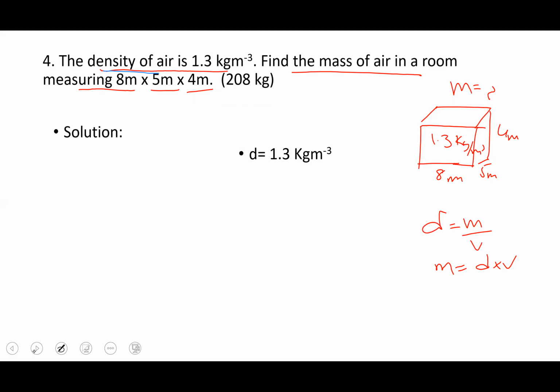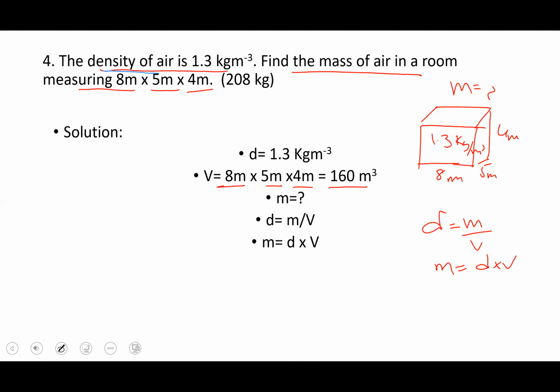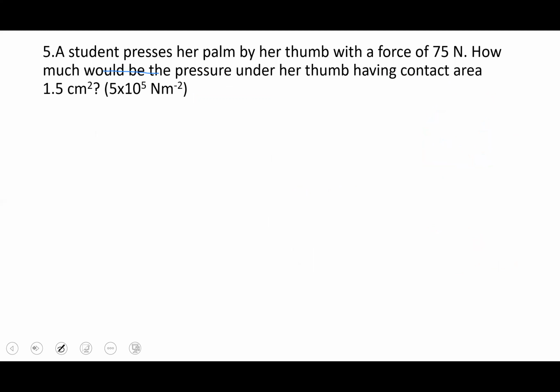So here's the solution. We have the density, which is 1.3 kilogram per meter cube. And the volume which is given to us is 8 meters into 5 meters into 4 meters, which is 160 meters cube. We have to find the mass. We have the formula D is equal to m over v, and m is equal to d into v. So we are multiplying 1.3 by 160. So the mass of the air is 208 kilograms in a room.